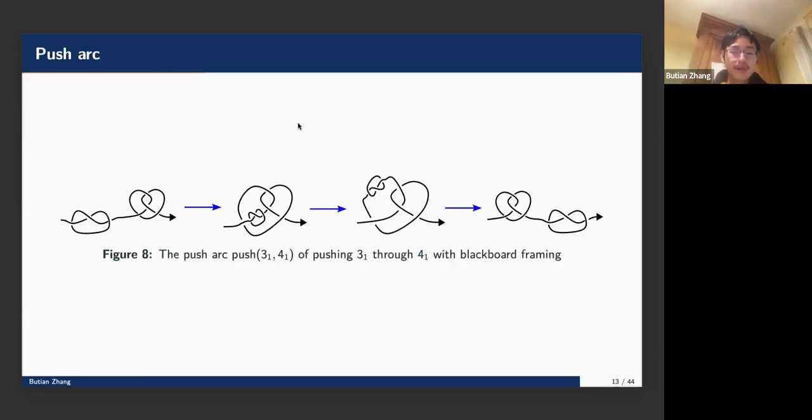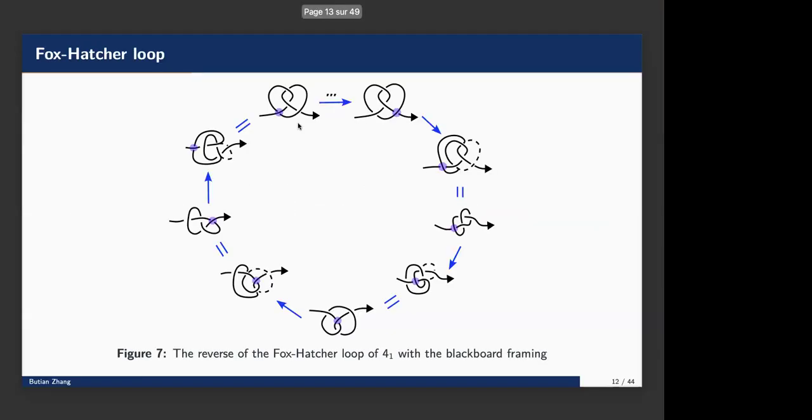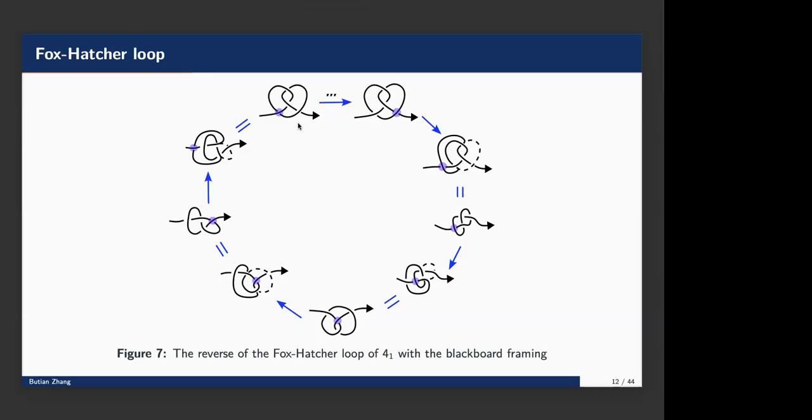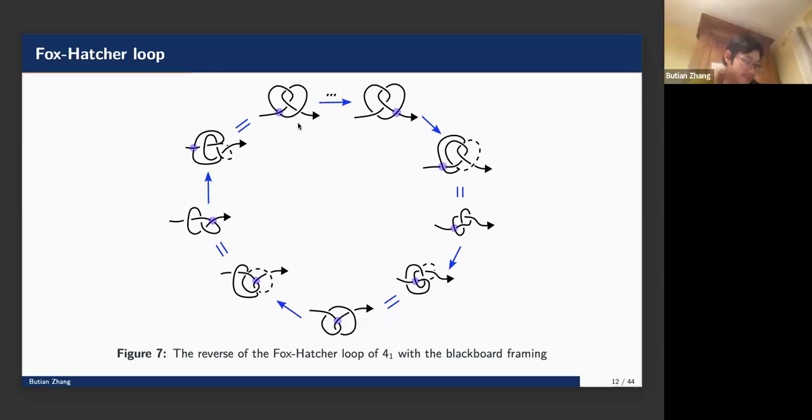Excuse me, I have a question. Why is this loop called the Fox-Hatcher loop? Why is it named after those two mathematicians?